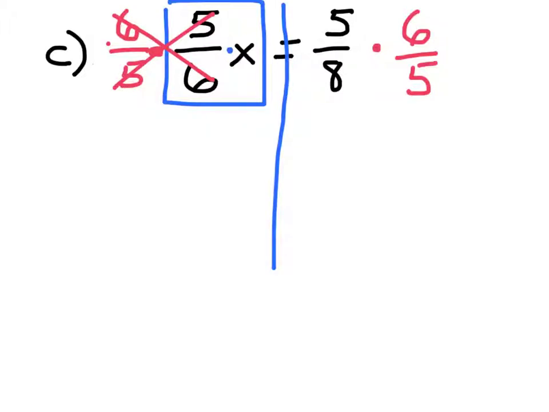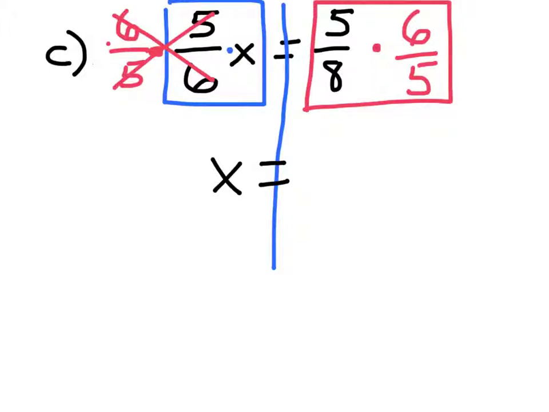Okay, now I'm left with x is the only thing I have left on the left side, equals in the middle here now. Here's my problem that I need to work on to finish up. I need to do that problem right there. 5/8 times 6/5. I'm going to cross cancel here. 5 divided by 5 is 1. 5 divided by 5 is 1. 6 divided by 2 is 3. 8 divided by 2 is 4.